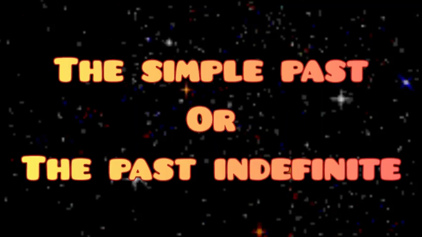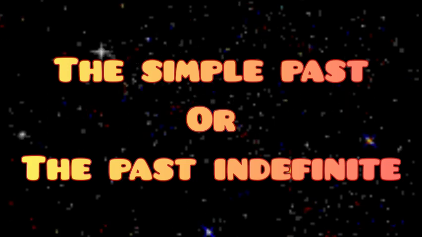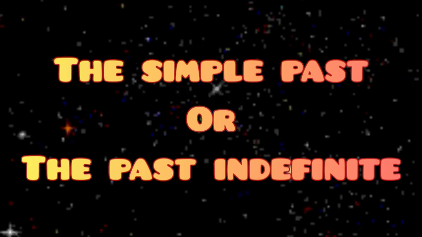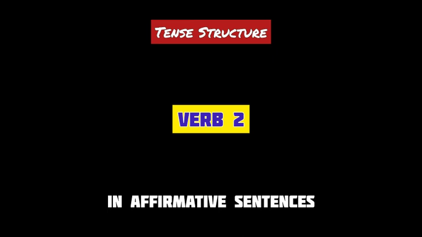Today's topic is the simple past or the past indefinite tense. As you know, we identify the tense from the structure of the verb. The simple past tense has two structures. For the affirmative or positive sentence, it is the second form of the verb. We know that a verb has 5 forms, and in simple past tense, we use the second form of the verb if the sentence is affirmative or positive.